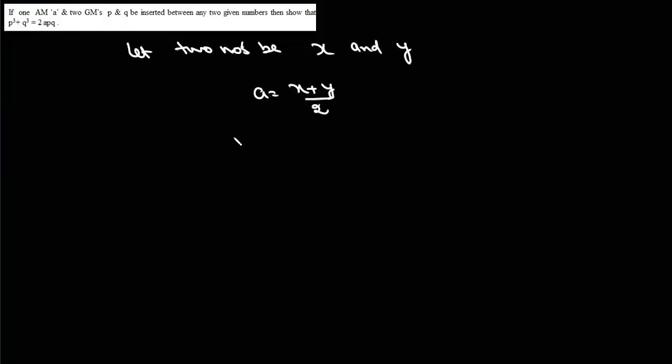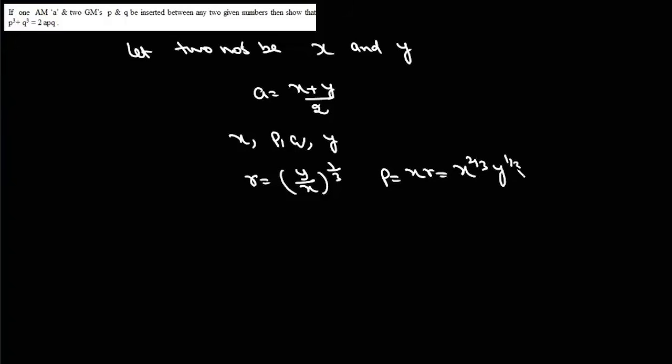And we have inserted two GMs P and Q between X and Y. Now its common ratio R will be simply Y by X to the power 1 by 3. So this P will be X into R, which is X to the power 2 by 3 into Y to the power 1 by 3, and Q will be P into R, which is X to the power 1 by 3 into Y to the power 2 by 3. So now we have PQ and we also have A. Now it says we need to find P squared Q plus Q squared P.